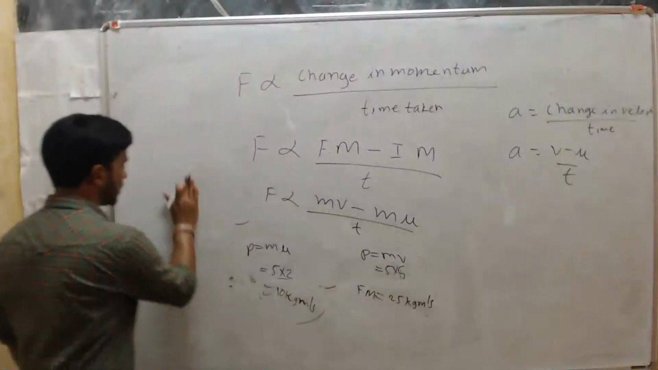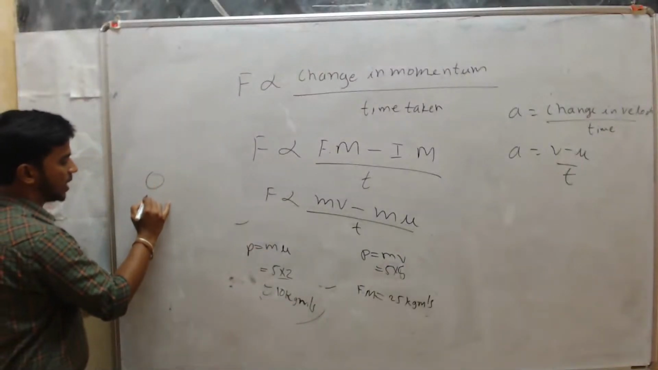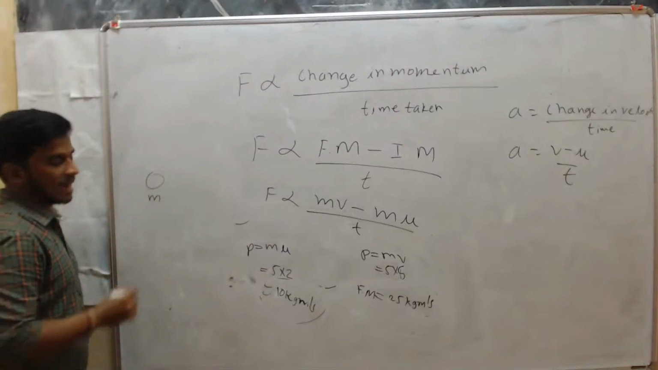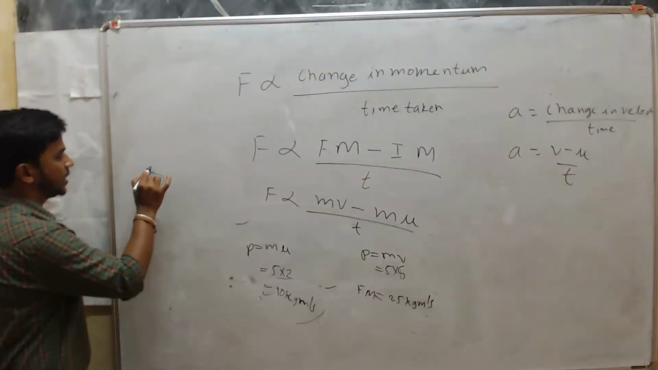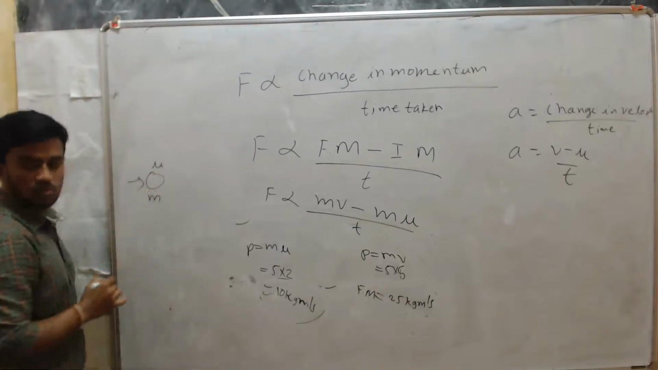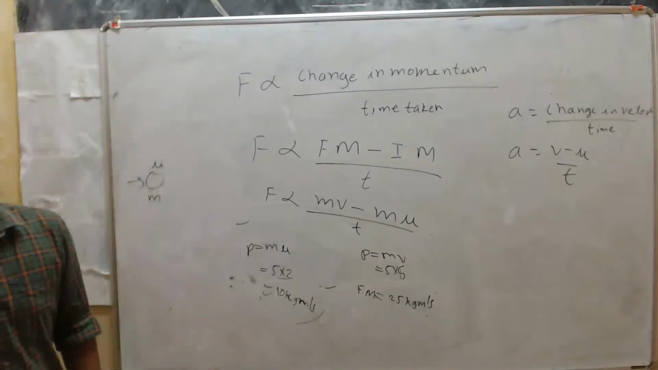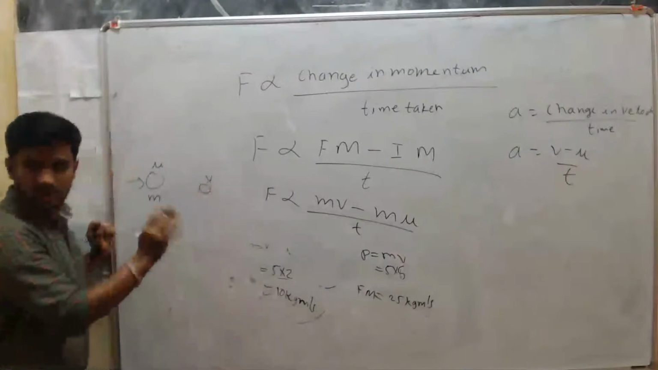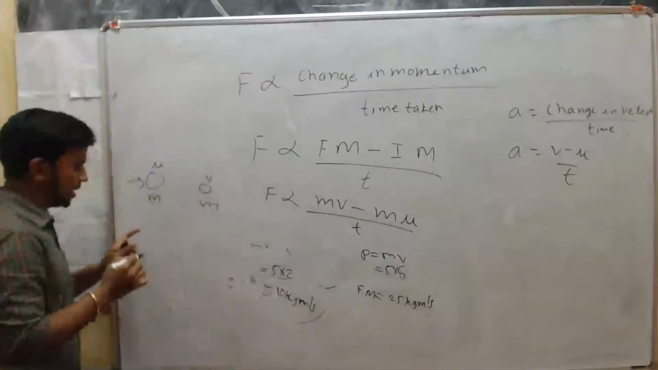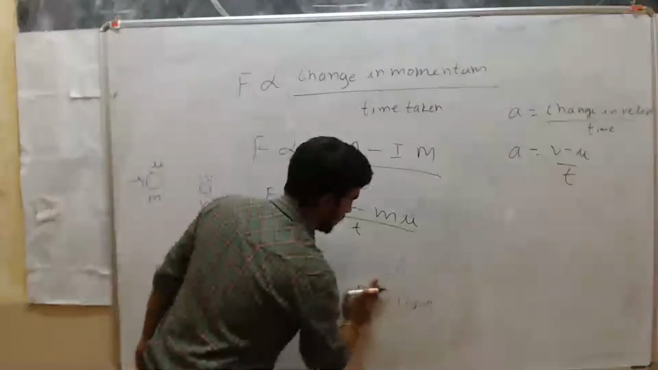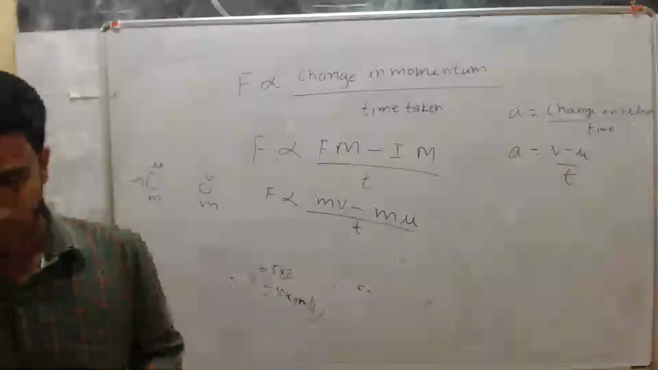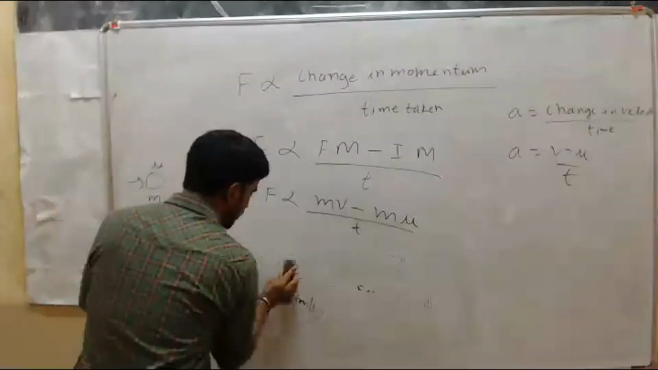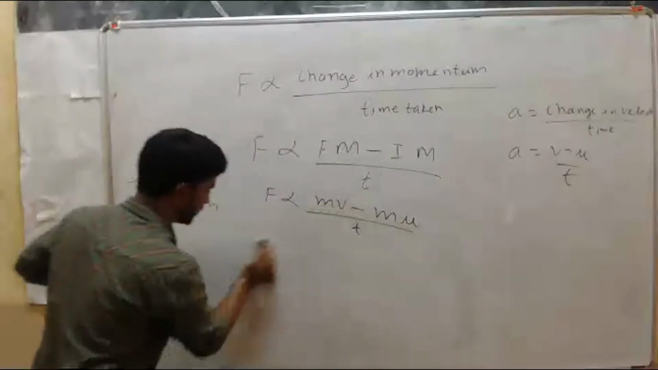Suppose here one object. I will take its mass as m, and it is moving with initial velocity u. I will apply force. What will happen? Its velocity changes. Say its velocity changes to v. What about mass? Mass remains the same, right? Now I will ask, what is the initial momentum and final momentum of this object?